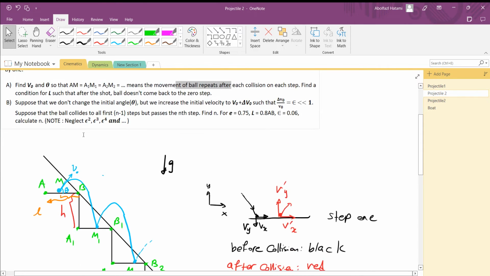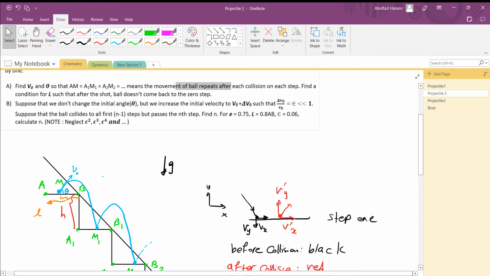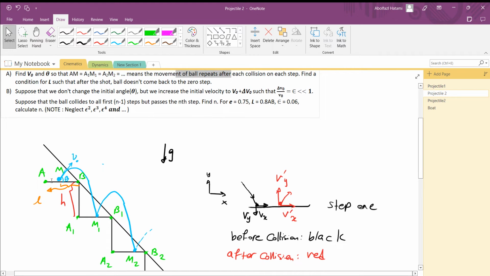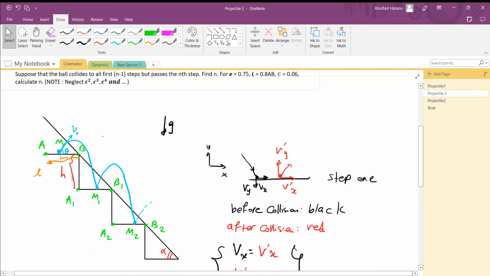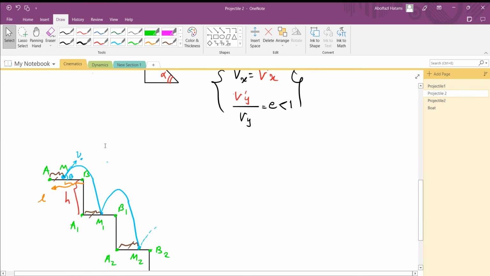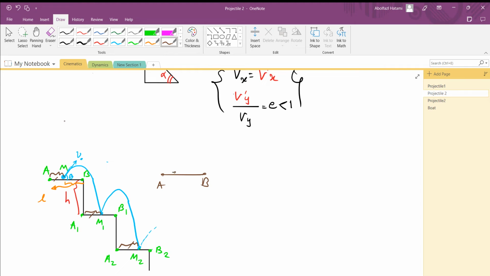It means that if we shoot the ball, we don't want the ball to hit again this step 0, which is actually AB. We don't want our picture to be something like this. Let me show you with the color brown. We don't want it to be something like this. It is A and this B. We don't want this to happen. We want our ball to pass the first step.